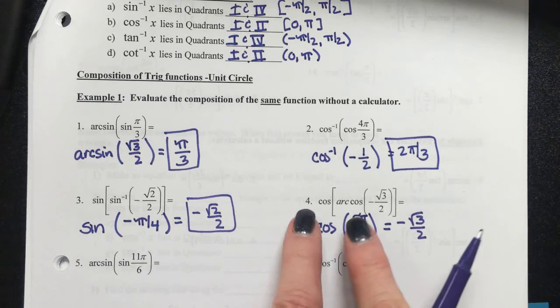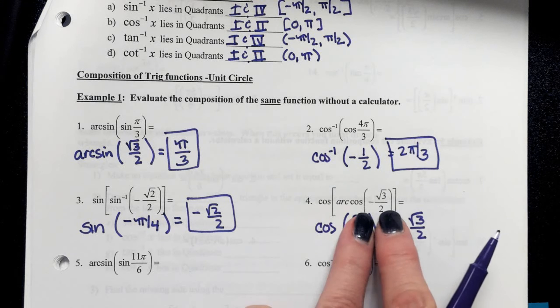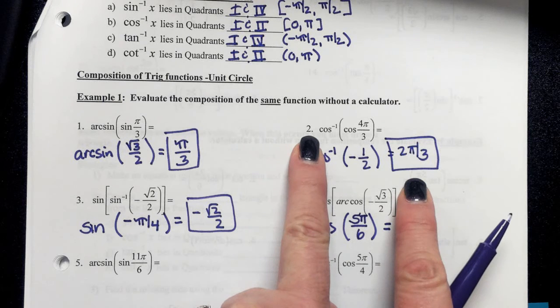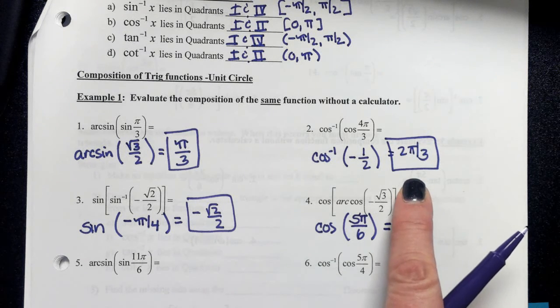Notice sometimes, ladies and gentlemen, when you do a composition with cosine and its inverse, they cancel each other out. Sometimes they don't. If you take a look at example 2, they did not cancel each other out. So don't assume just because it's a cosine with an inverse, they're always going to cancel each other out.